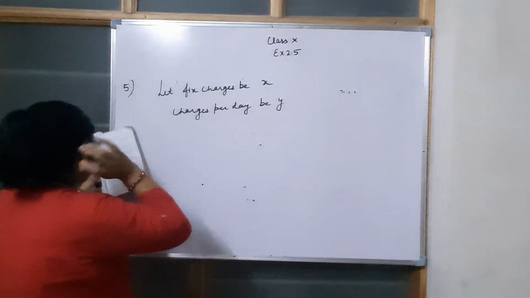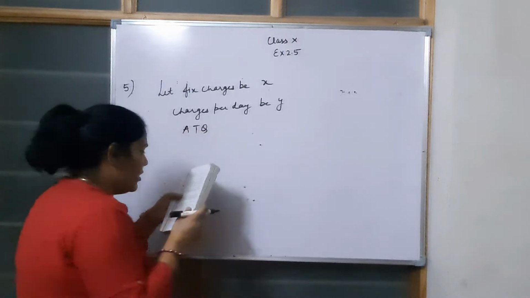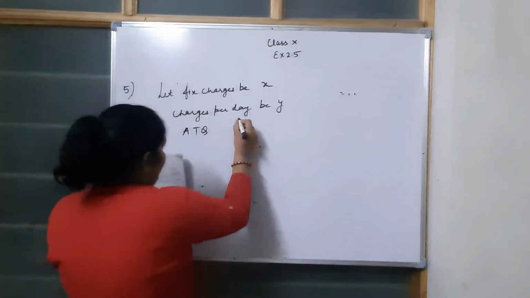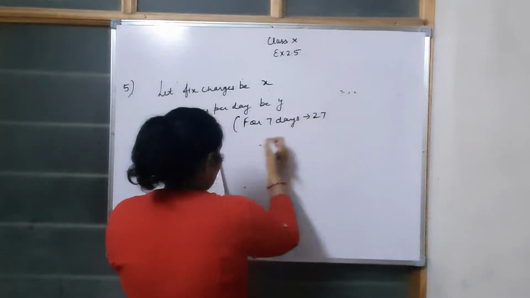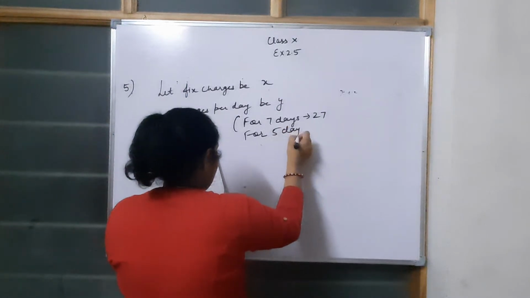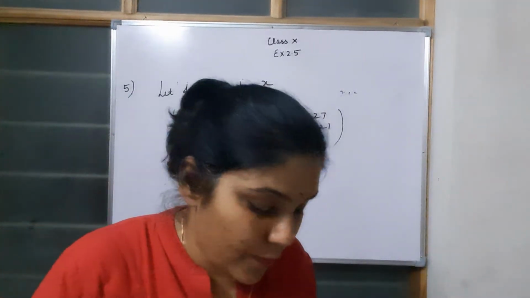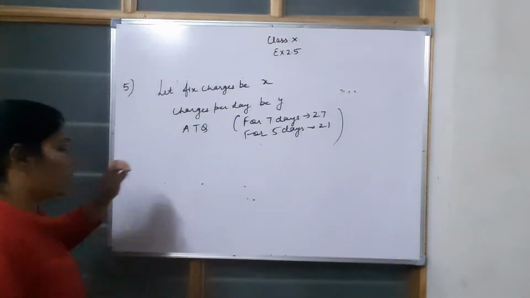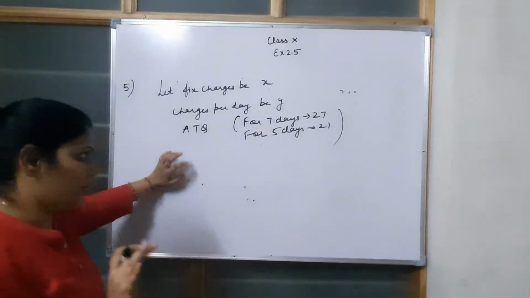Alright, so just look here. Now total money paid by Saritha for 7 days was 27. For 7 days it is 27, and for 5 days it is 21 rupees. So just look here, how would we calculate this? Please be attentive while I am explaining this question.